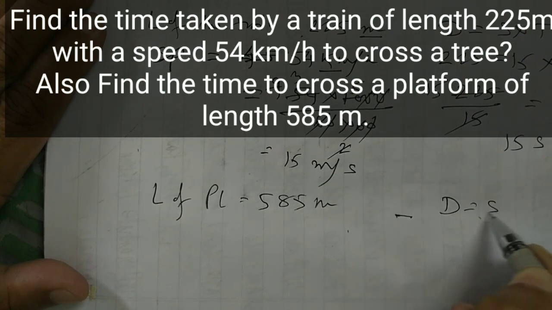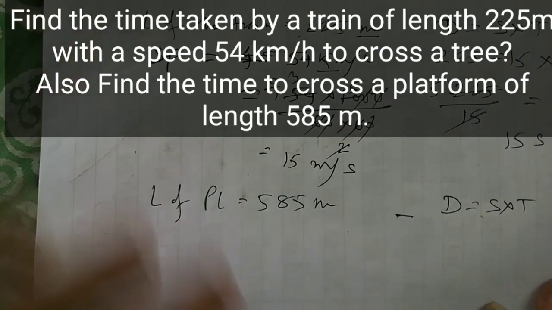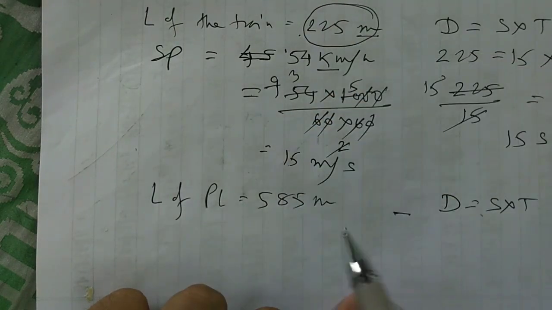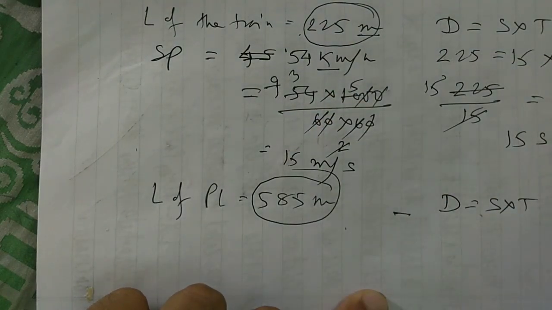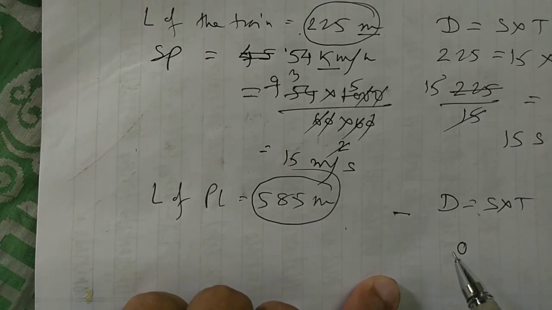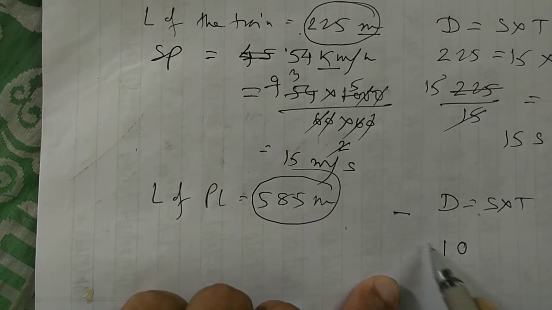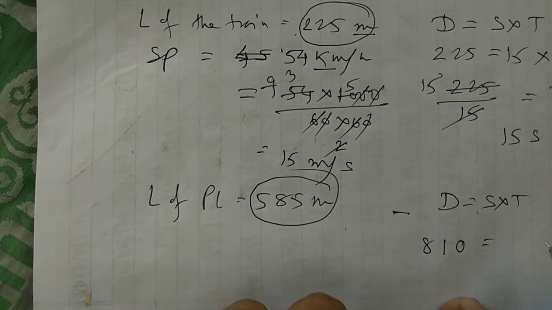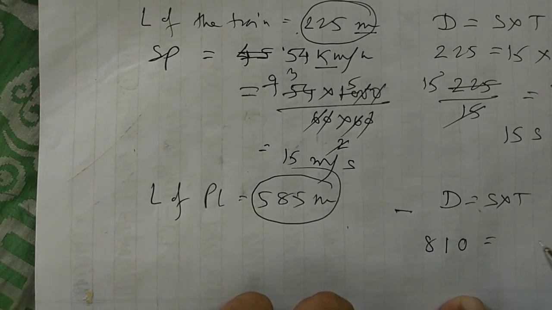Let us write the formula. Distance equals speed into time. What is the total distance? Total distance means length of the train plus length of the platform. So if you add it, you will get 810 meter.